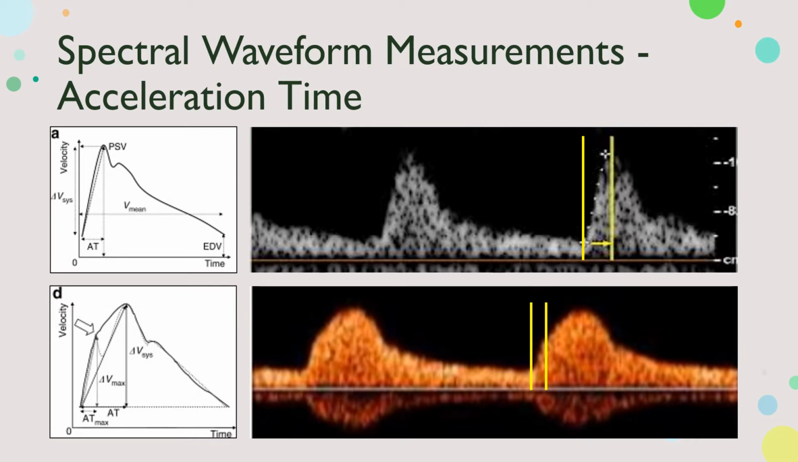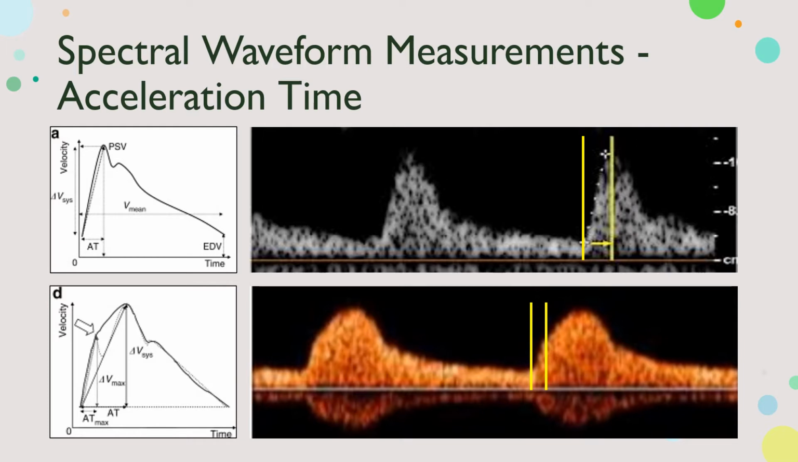However, in the bottom image, we can see a clear demarcation between two different velocities. The slope has changed. Where that change happens is where we measure the acceleration time. And you can tell by looking, if on that bottom image we measured from the start of systole to the peak, it would be a much longer acceleration time.